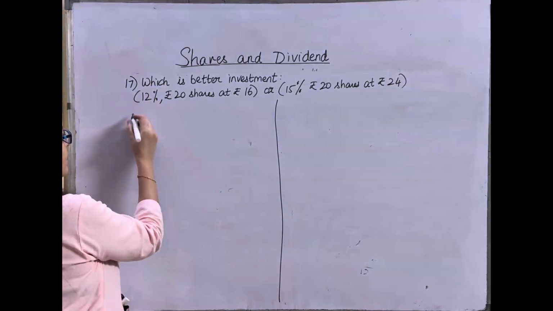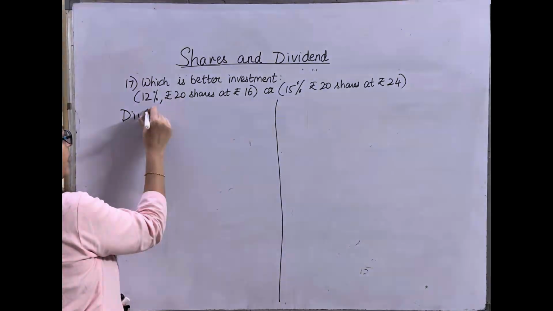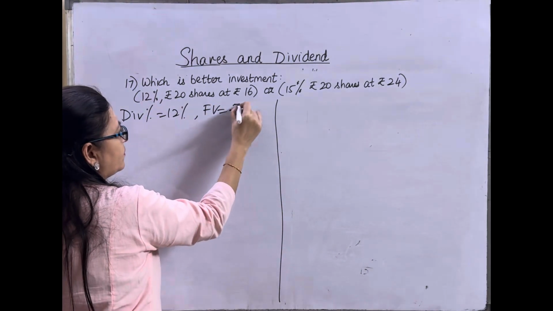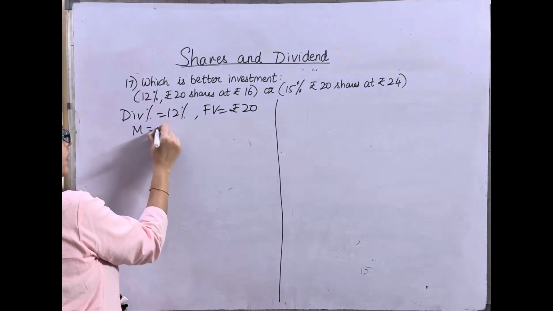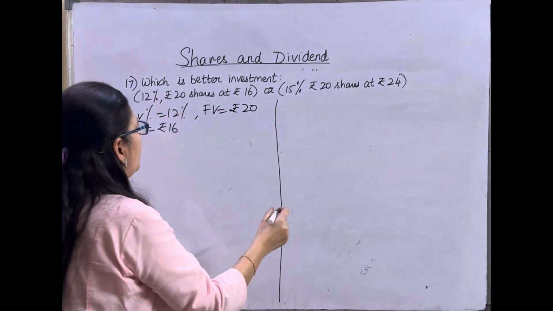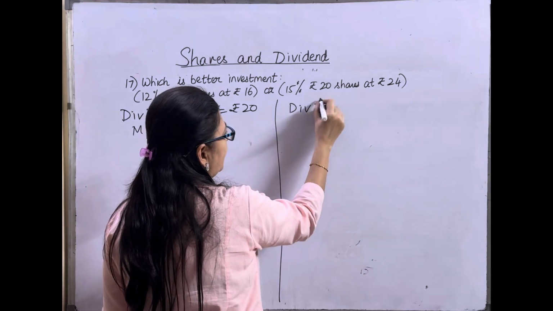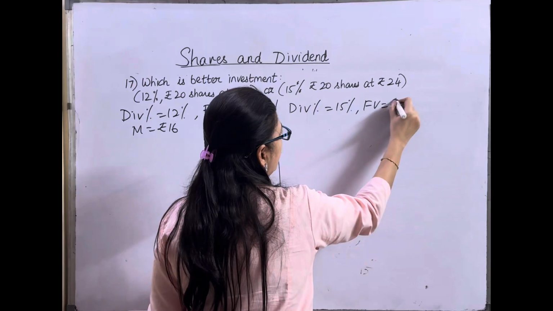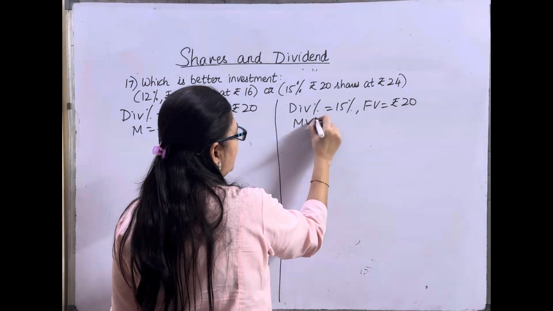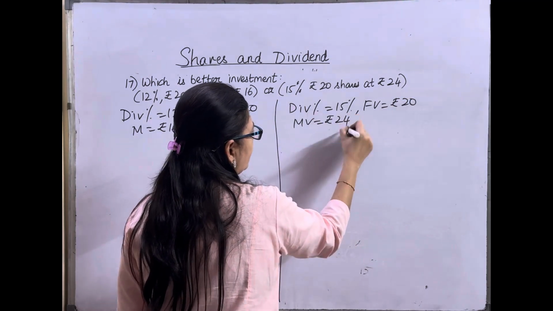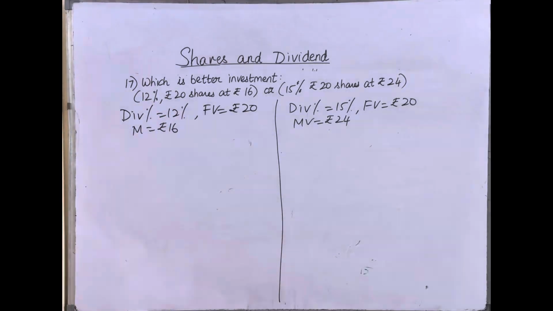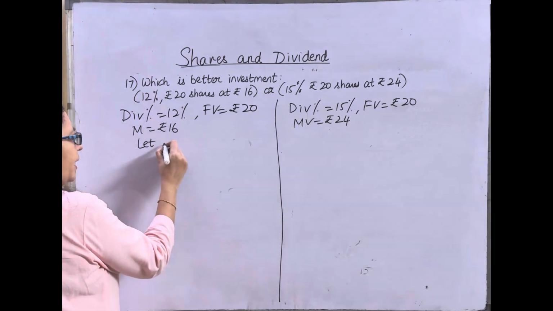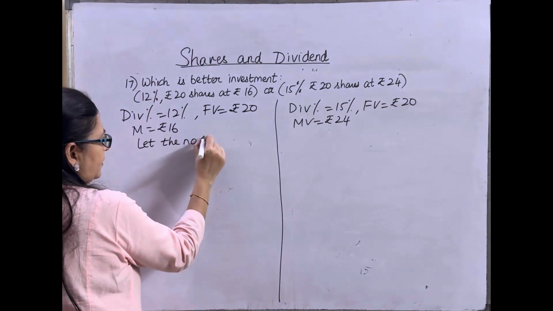Now, what information is given to you? Dividend percent is given. Face value is given. And market value is given. Same thing over here. Dividend percent is given. Face value is given. And market value is given. Okay. Now, the number of shares is not given. So, let the number of shares be x.